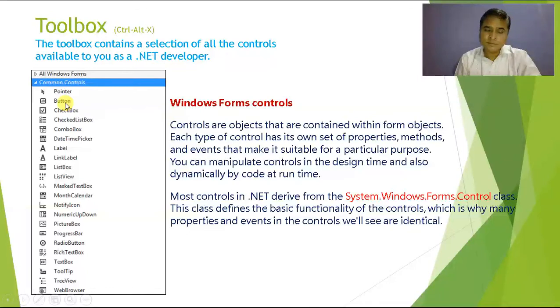Like a button is a form control. We can drag and drop it within a form, and that button, a control, has its own set of properties, methods, and events by which we can control it. Most of the .NET controls derive from the System.Windows.Forms.Control class. So there is a base class Control for all controls available in this toolbox.